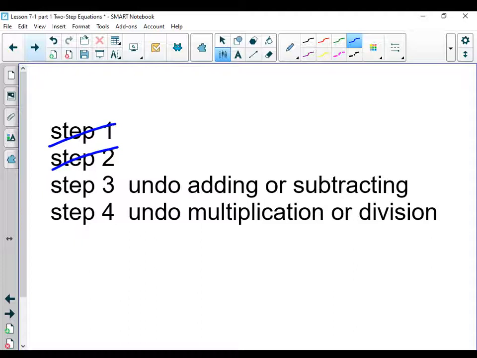This is basically a checklist. We have to undo adding or subtracting first. And then once we have undone adding or subtracting, then multiplying or dividing. So the order on this is very important. Pause whenever you need, if you need more time.